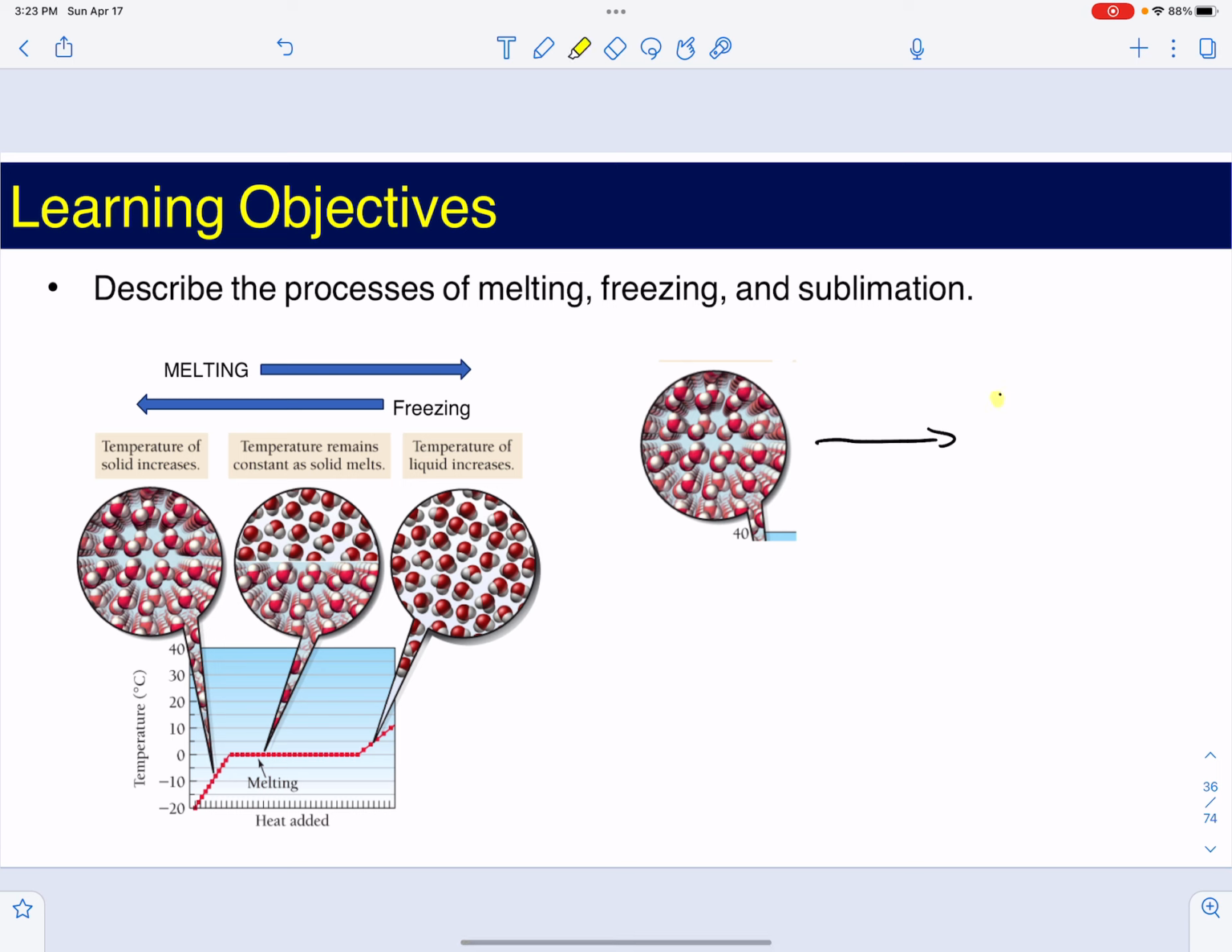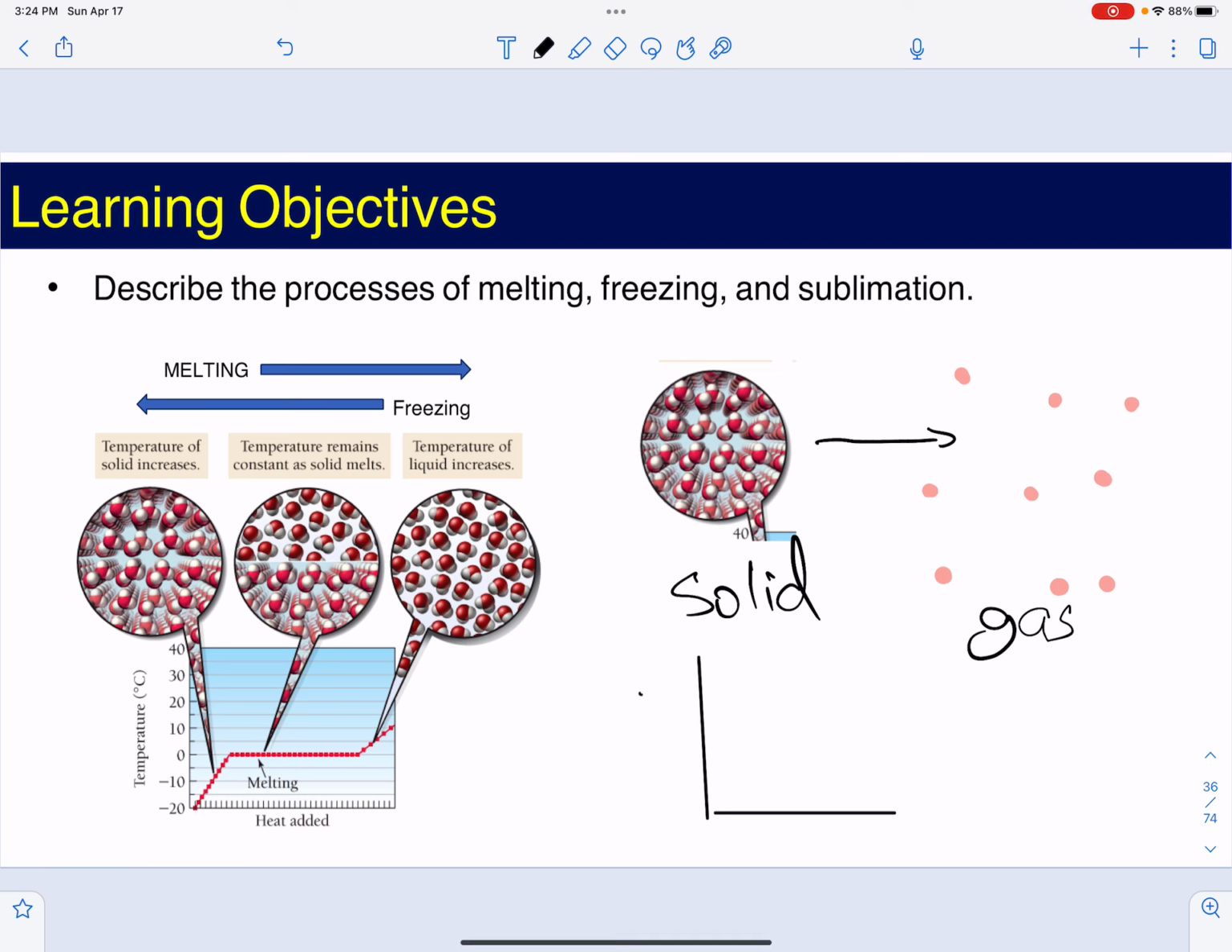So for sublimation, you can say that the particles are going to separate more. So it's going to be more like something like that. It's going to go from solid straight into the gas phase. So sublimation is going to be going from the solid to the gas phase.